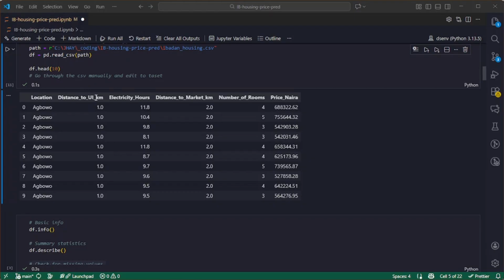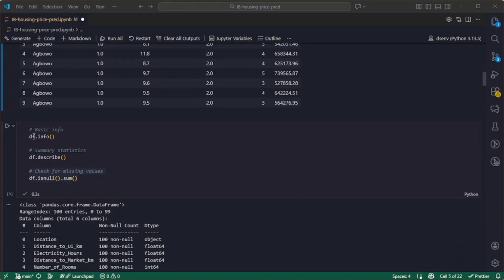So we have distance to university environment, the amount of electricity a house is getting depending on the area, the distance to the market, cause if you want to buy foodstuffs, and then the number of rooms. Yeah. So we show the correlation and the relationship later on.